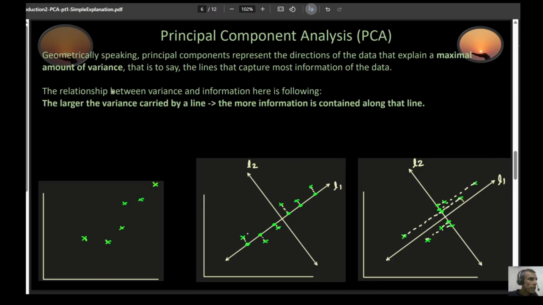So geometrically speaking, principal components, this and this, represent the directions of the data that explain the maximal amount of variance. That is to say, these are the lines that capture the most information about your data. The relation between variance and information is the following. The larger the variance carried by a line, the more information is contained along that line. In this particular instance, the most information is contained along L1.